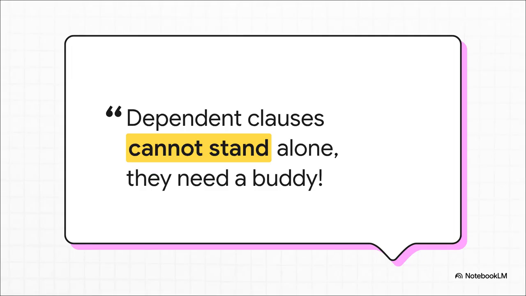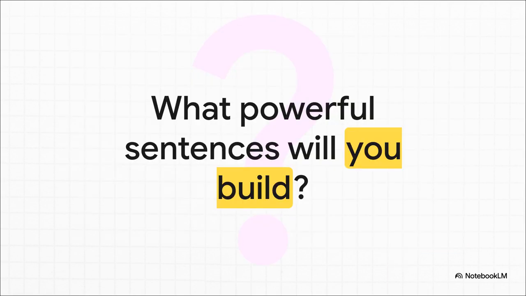So look, if you take just one thing away from all this, please let it be this. Remember the buddy system. It's that simple. Independent clauses, they're the strong, solitary heroes that can go it alone. Dependent clauses, they're the awesome sidekicks that always need that hero to make the story complete. You literally now have the blueprint to see the hidden structure inside your own sentences. And the power here, it's not just about avoiding mistakes. No, it's about building your ideas with real intention and clarity. So, the only question left is, what powerful sentences are you going to build?